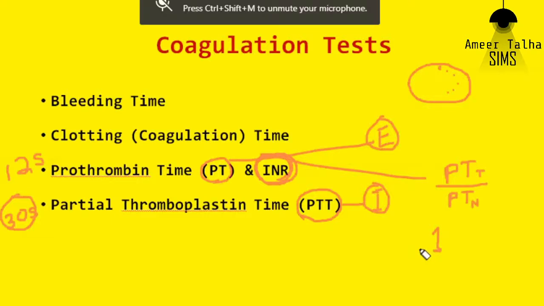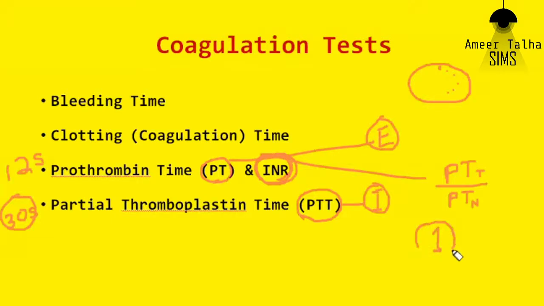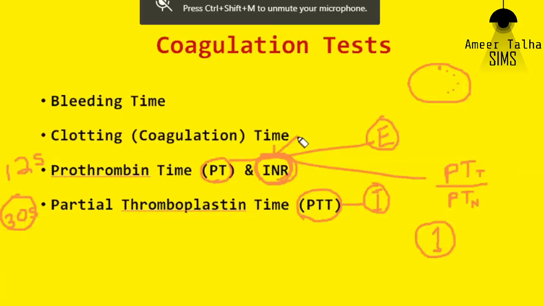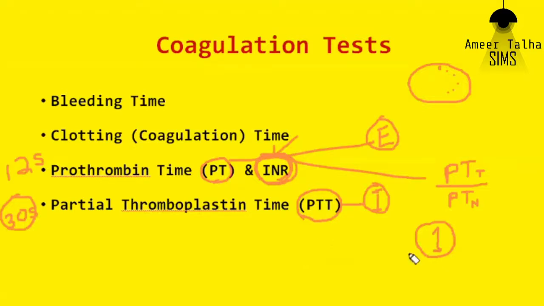So what's the clinical significance of determining this INR value? Suppose the INR is on the higher side. If the INR is increased, there are more chances of bleeding. Similarly, if the INR is on the lower side, there are chances of clotting or coagulation.